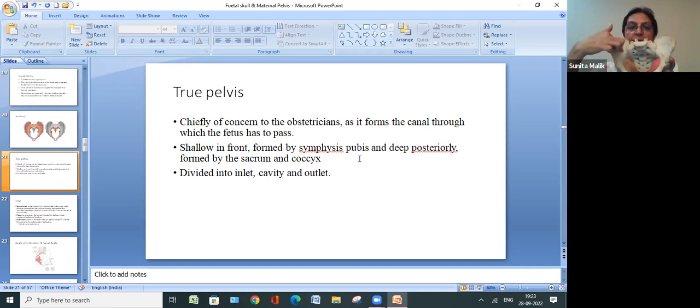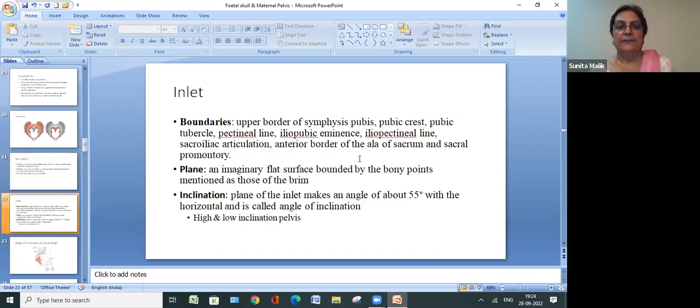It can be divided into the inlet, the cavity, and the outlet. So these are the three parts of the true pelvis. The boundaries of the inlet, I've already told you: starting from the symphysis pubis, pubic crest, pubic tubercle, pectineal line, iliopectineal eminence, sacroiliac joint, anterior border of the ala of the sacrum, and sacral promontory. The plane is very important, which sometimes when we ask the students, they are not able to tell.